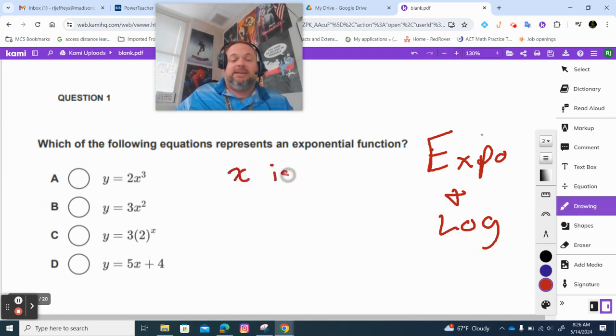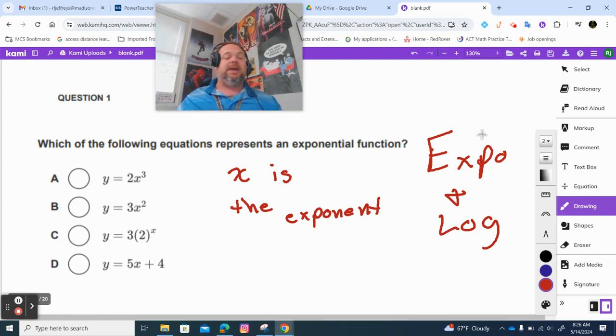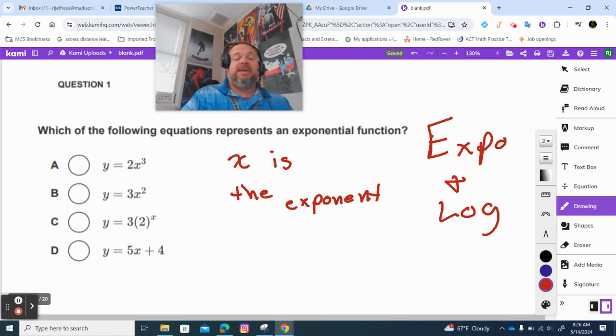X is the exponent. Okay, which means it's little. It's like getting a piggyback ride or sitting on somebody's shoulders. To me, I think of Yoda in the backpack when Luke is running around in Dagobah.